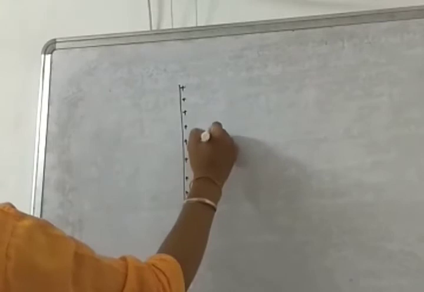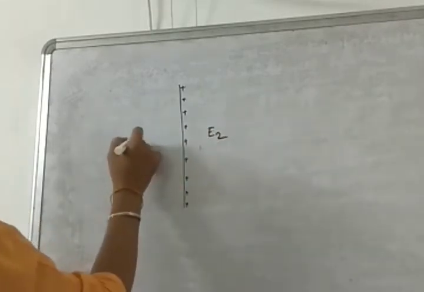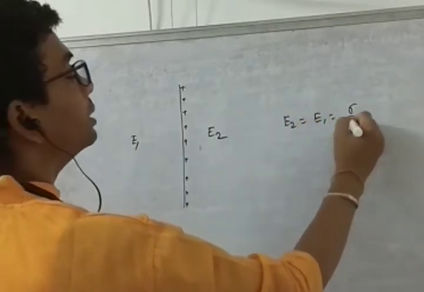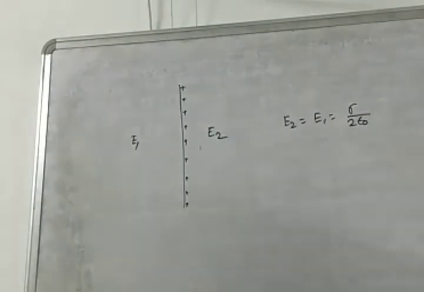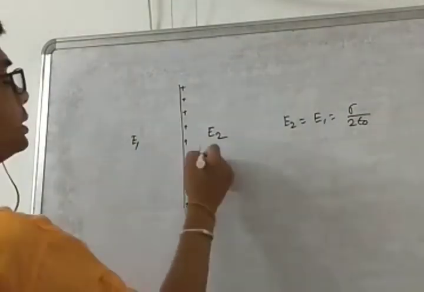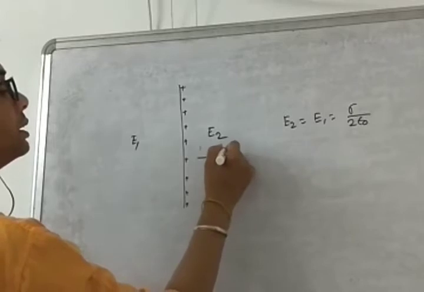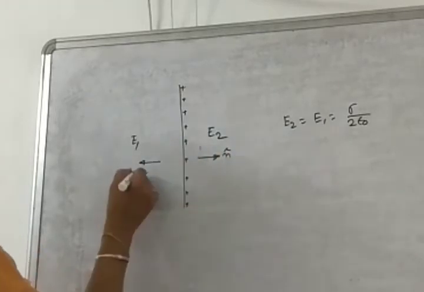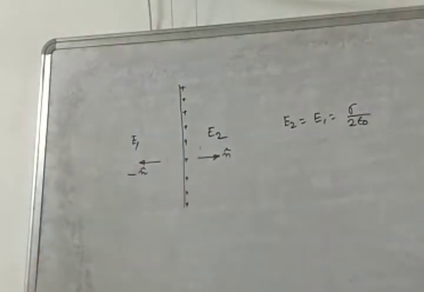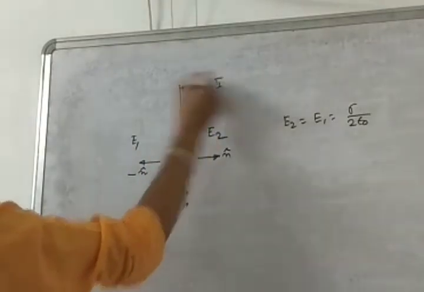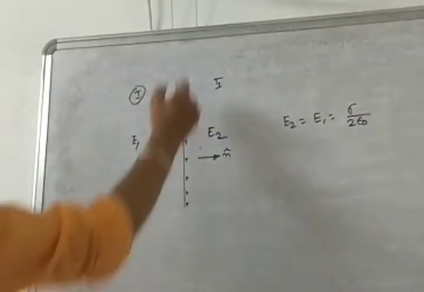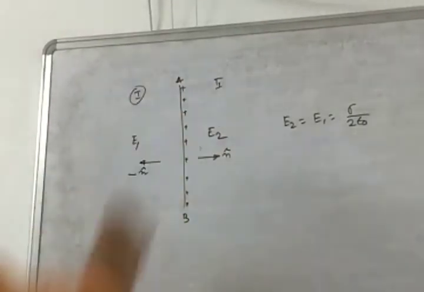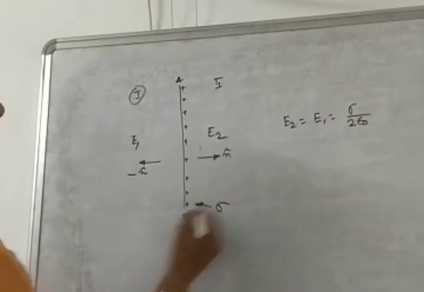This side electric field is say E2, and this side electric field is E1. And we know E2 is equal to E1 is equal to sigma by 2 epsilon. This side is a normal component, normal direction is minus. In region 2, say this is region 1, this is charged surface AB, which this side is charged, and sigma is the surface charge density.